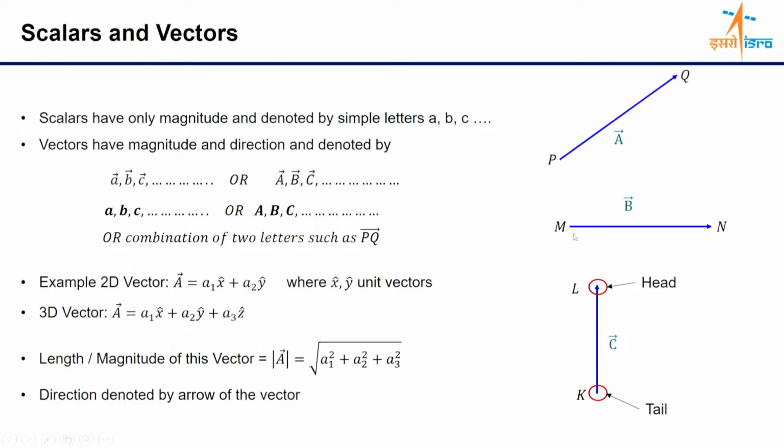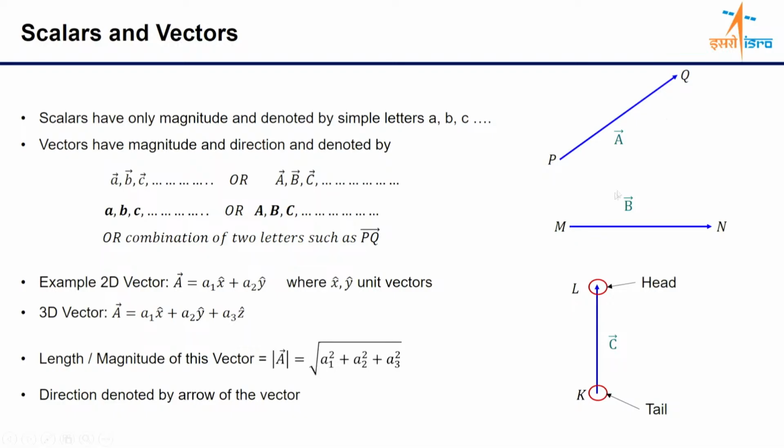Similarly, another vector is shown here from M to N, so you can write it as the MN vector, or give it another name like V vector. This starting point is called the tail of this vector, and the arrow side is called the head of this vector. The distance between tail and head is called the magnitude, and the direction of this arrow is called the direction of the vector.